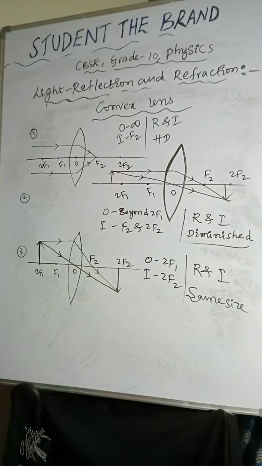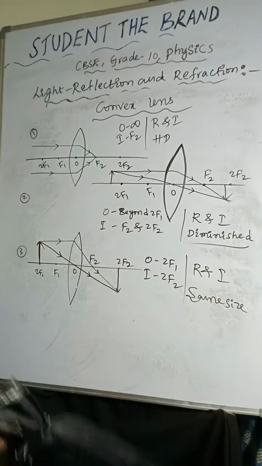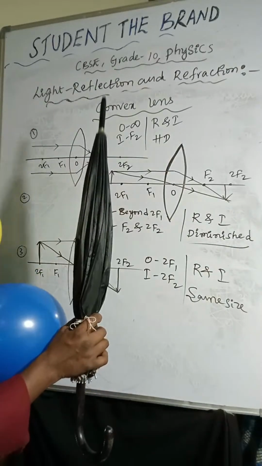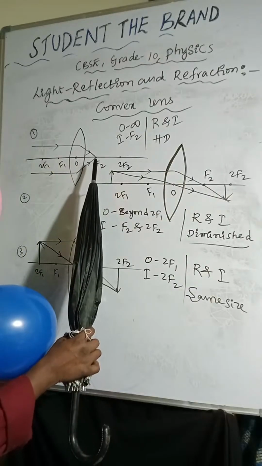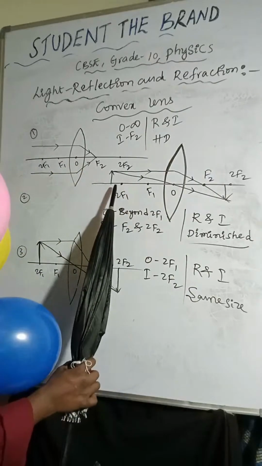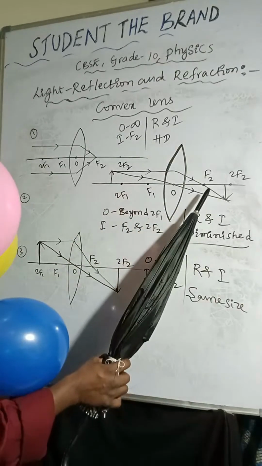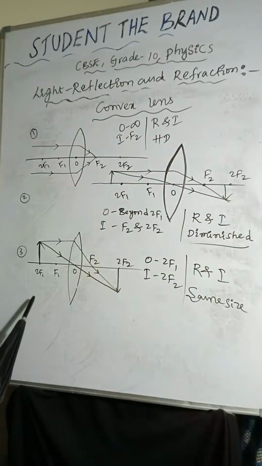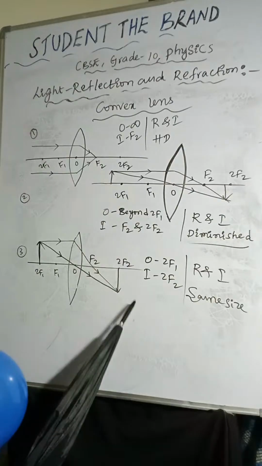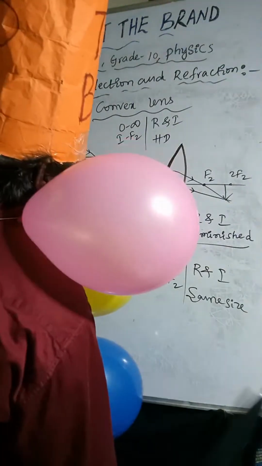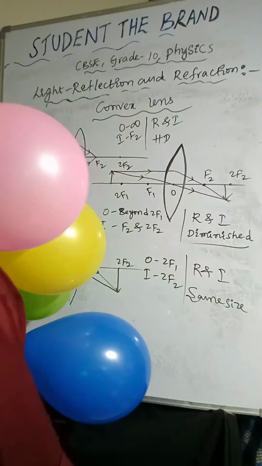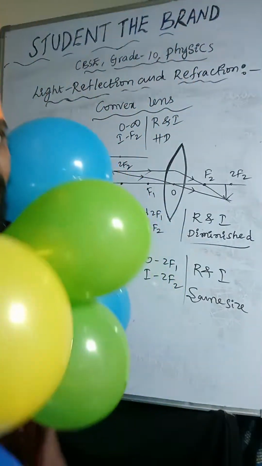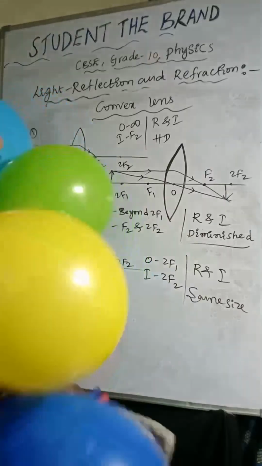This is about three image formations. First one, object is placed at infinity. Image is forming at F2. Nature of the image is real and inverted and highly diminished. Here object is placed beyond F1. Image is formed between F2 and 2F2. Nature of the image is real and inverted and diminished. Here object is placed at 2F1. Image will form at 2F2. Nature of the image is real and inverted and same size. So this is about convex lens image formations. Now only 3 cases are over. Still 3 more cases are there. I will explain those cases also.